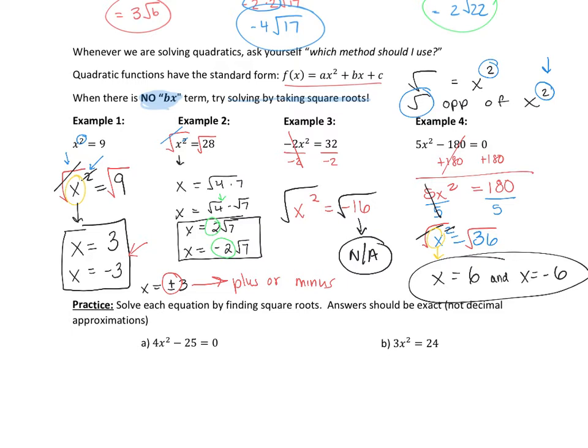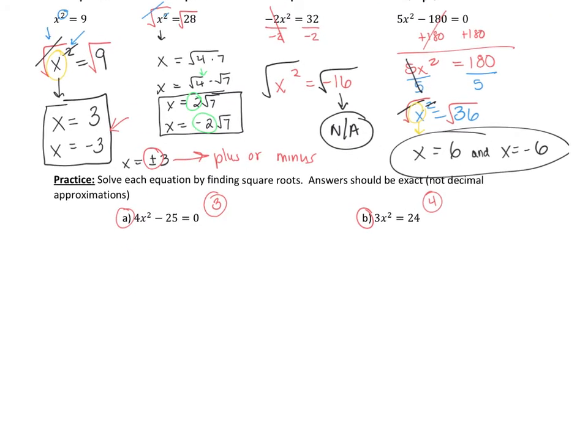Okay, so now you're going to go ahead and do letters A and B. Okay, so pause this video and try them on your own. A is like example 3. And B is like example 4. Now, you're going to get a fraction in letter A. That is okay. All right? That's fine. So go ahead and try that and then come back.